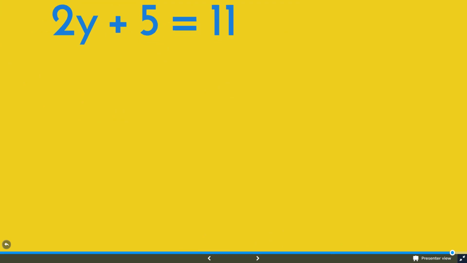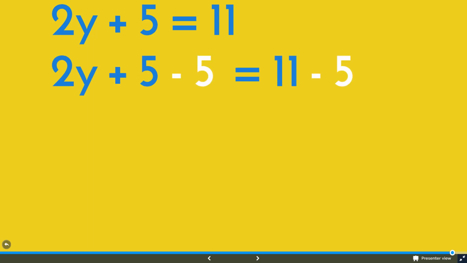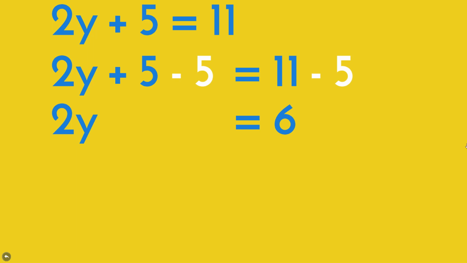Another example: 2y plus 5 equals 11. The same concept applies when solving this equation. To get the solution, we need to do it step by step. First, we need to get rid of the 5. So subtract both sides by 5. Then the equation will be 2y equals 6. We are not done yet, because the variable is not by itself.